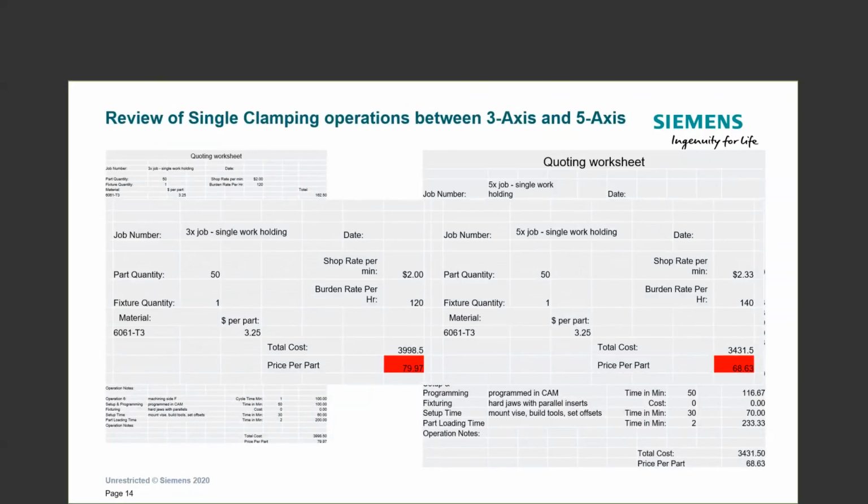Here's our side by side comparison. Now we have a single clamping operation on the 3-axis and the 5-axis. And here, as a matter of fact, look at this, Chris. We have a price per part at a run of 50 units of $79.97 per part on the 3-axis, and it's actually $68.63 on the 5-axis. Wow. So we're saying that a machine that's over twice the price, that's going to cost me another $6 an hour more for my operator, I can still produce it in a 50-piece run at over $10 a part less, actually $11 per part less. Wow. Absolutely.